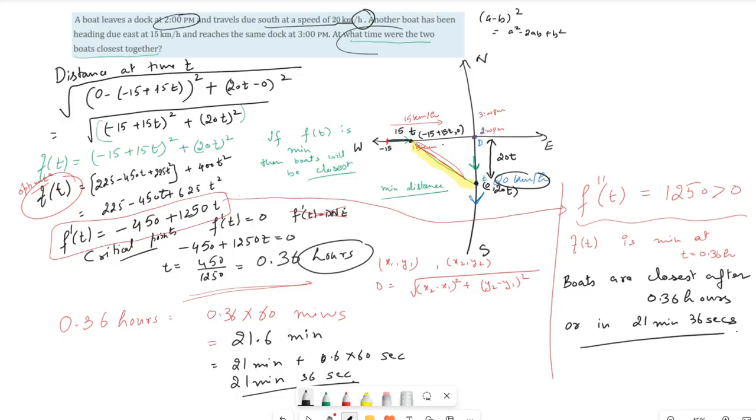So at what time were those two boats closest together? That is after 2 p.m., because the boats started at 2 p.m., 21 minutes and 36 seconds after. At this time, the boats were closest.